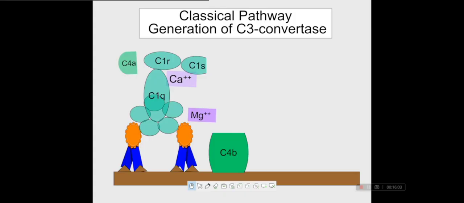Now, classical pathway generation of C3 convertase. How will the C3 convertase be generated so that the C3 protein is activated, and after that the C5 convertase is generated so that C5 is activated? So first, our target is the generation of C3 convertase.